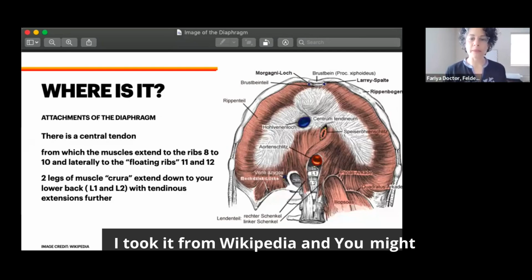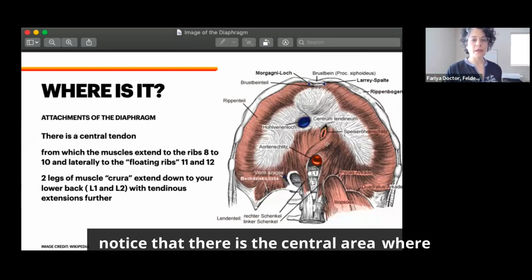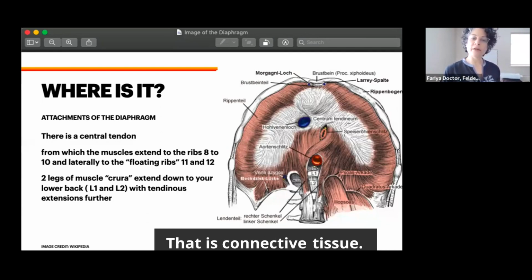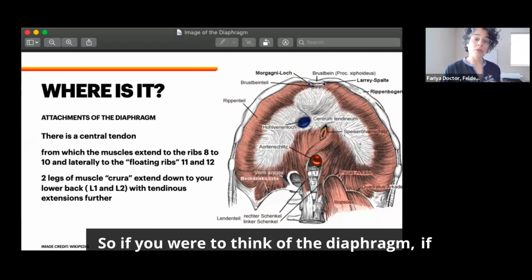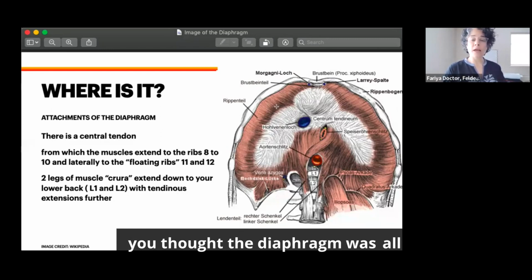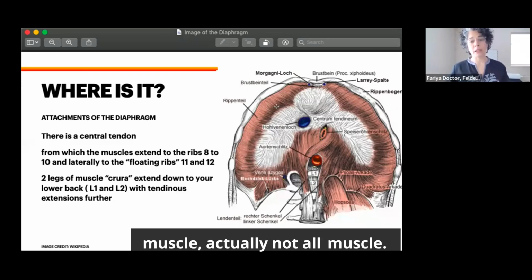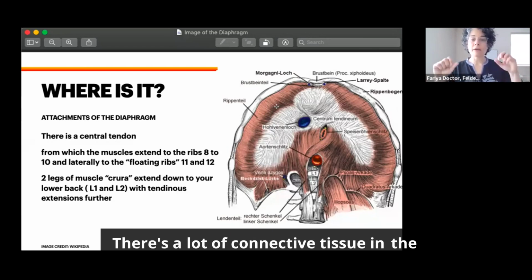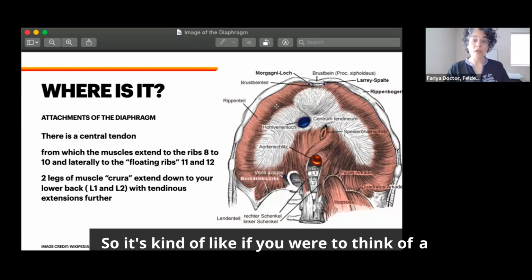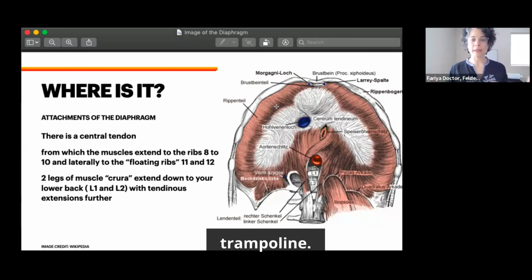I took it from Wikipedia, and you might notice that there is the central area where there's white, that is connective tissue. So if you thought the diaphragm was all muscle, it's actually not all muscle. There's a lot of connective tissue in the center. So it's kind of like if you were to think of a trampoline.